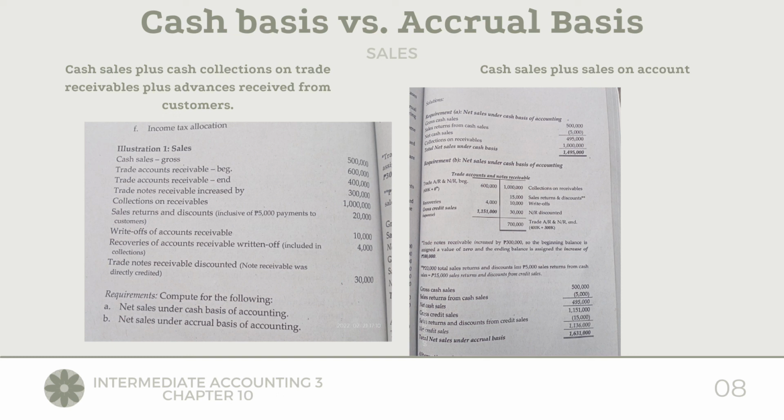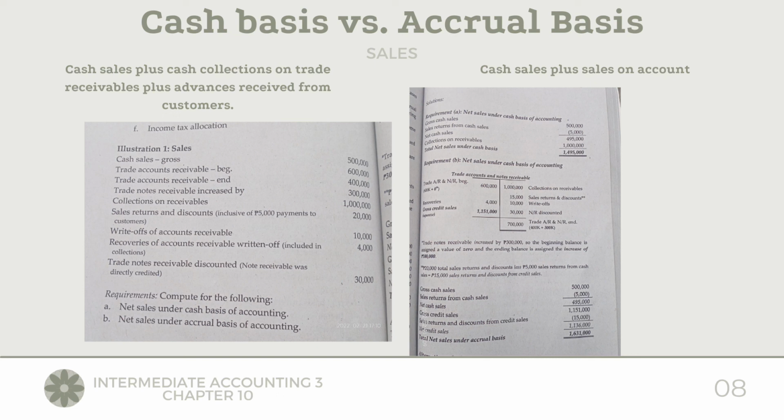Now, we will compute under the accrual basis. Here's the computation. Trade accounts and notes receivable. Ang trade accounts receivable and notes receivable beginning natin is 600,000. Trade notes receivable increased by 300,000, so the beginning balance is assigned a value of 0 and the ending balance is assigned the increase of 300,000, so it is 600,000.